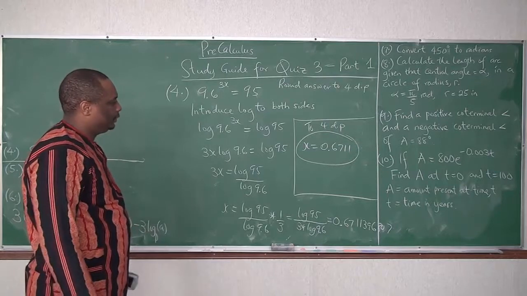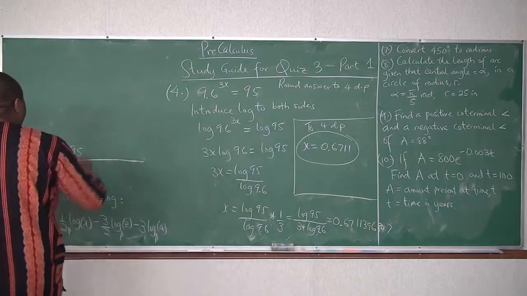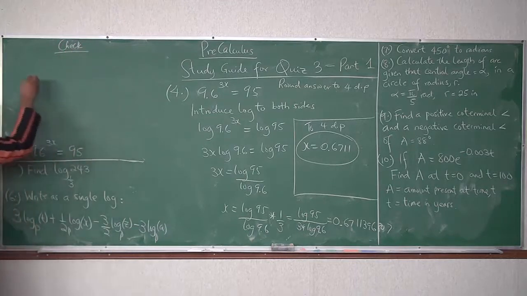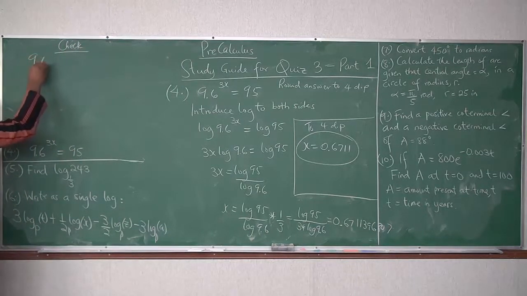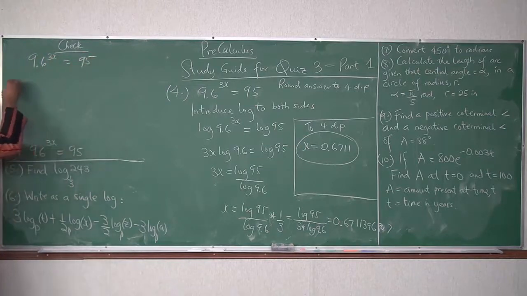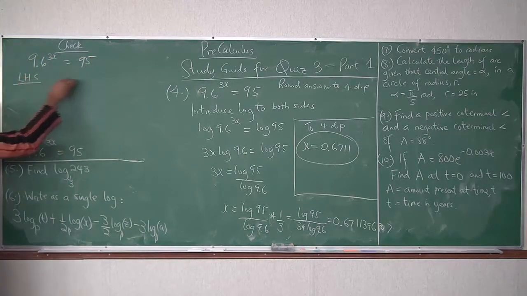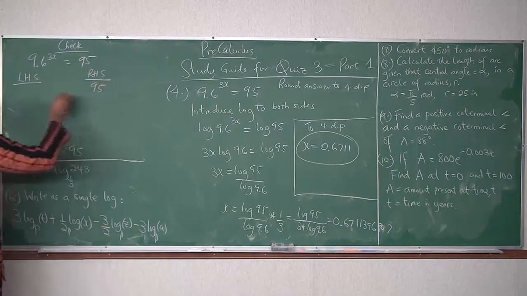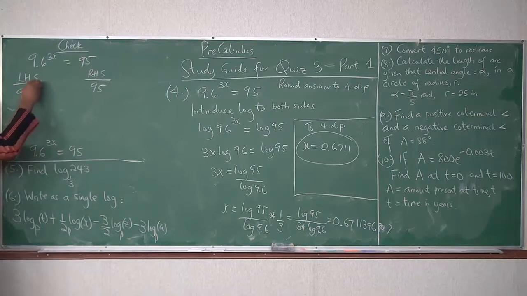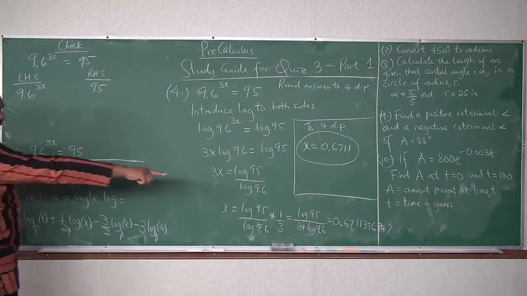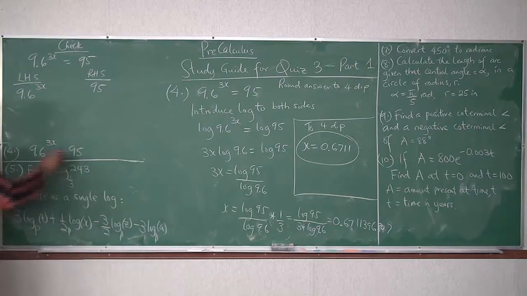0.6711, okay, to 4 dp, 4 decimal places. Okay, next thing is to do what? Check. If we're checking, we won't round it. We're not going to round the answer, no. So we are going to use our answer like that, because, you know, I like to check. Left hand side, right hand side. Right hand side is 95. Left hand side 9.6 exponent 3x. So I'm going to use the x there.